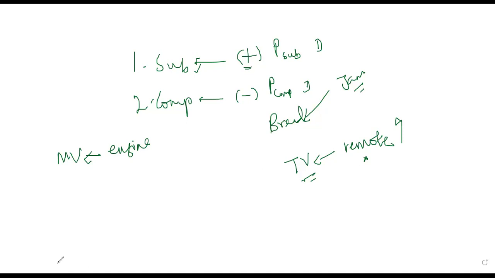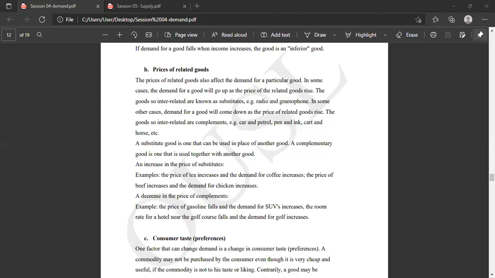Okay, so the prices of related products. Now that one in your text, how it is discussed, we'll see now. The prices of related goods also affect the demand for a particular good. In some cases, the demand for a good will go up as the price of the related good rises. The goods so interrelated are known as substitutes.